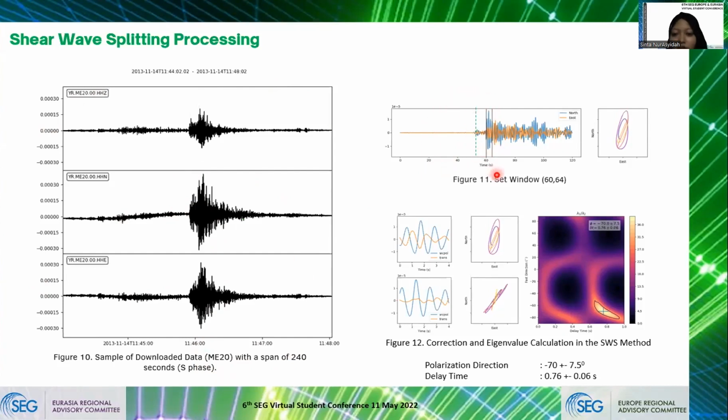And figure 11 shows the result of processing sample data after trimming, detrend, and filtering. In the result of S wave splitting shown in the figure, there are several events. The waveform cross-section of the wave shows the difference in arrival time of the north and east wave.